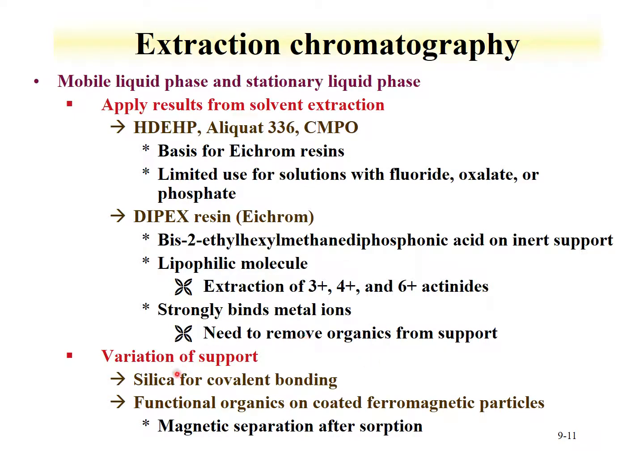One can also covalently bond molecules to silica, and then some of these sites that it can be covalently bonded, you can coat the particles with ferromagnetic material to make them have ferromagnetic properties, so after separation you can use a magnetic field to separate the resins. You pull out the resins from the solution, thereby separating out any extracted americium.